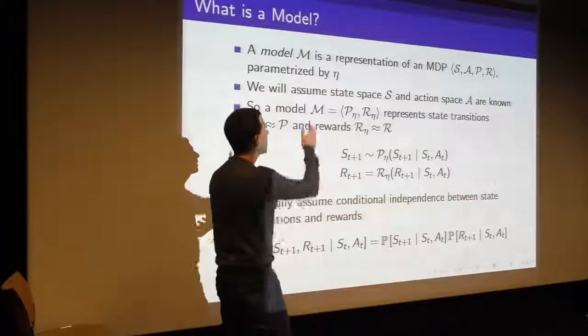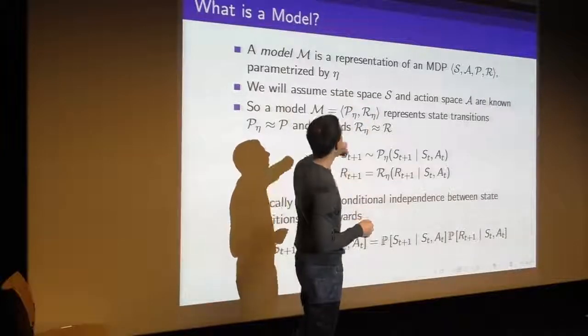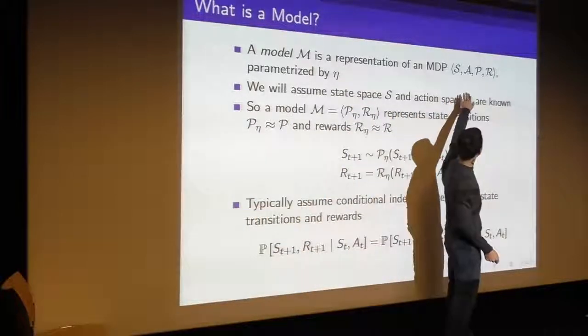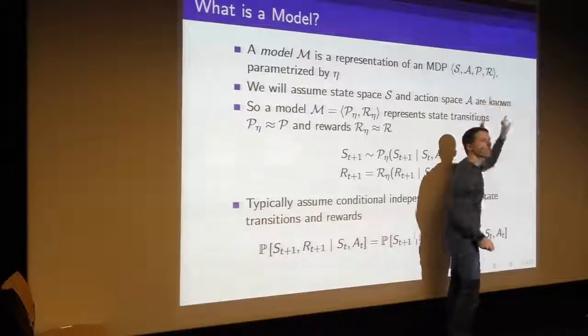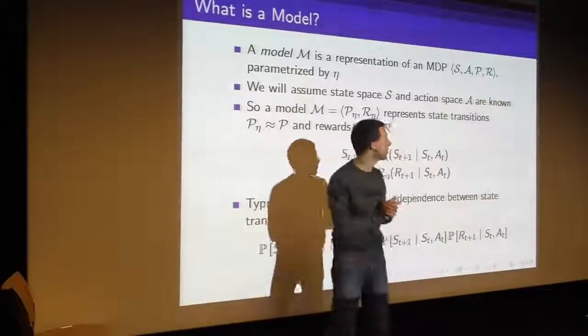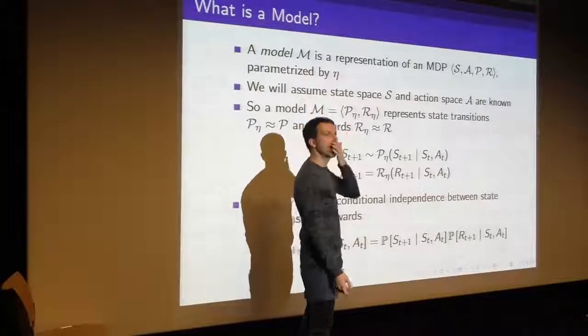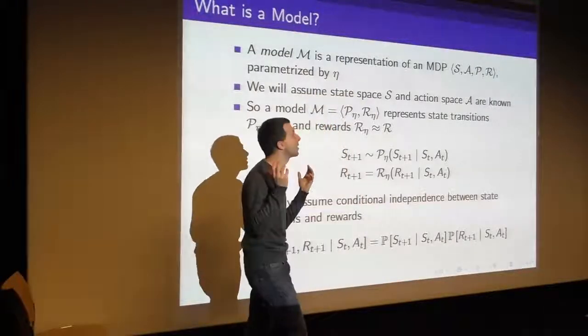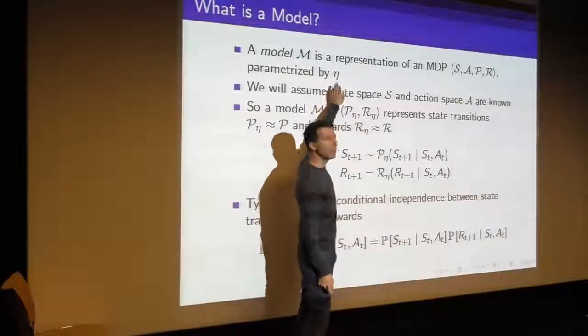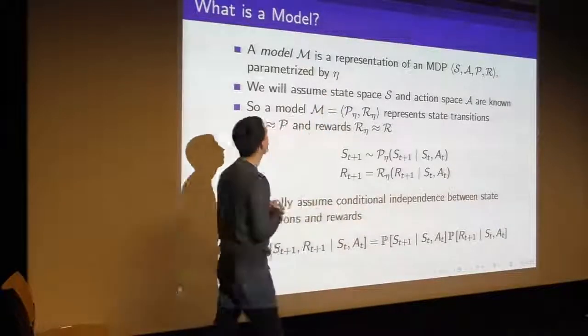And so let's say that there's some representation of an MDP with some state space, action space, transition probabilities, and reward function. That was our definition of MDP from earlier in the course. And we're going to parameterize this thing. So think of this as maybe a neural network that we're trying to learn with some parameters. And we'll use these parameters eta to represent our model.